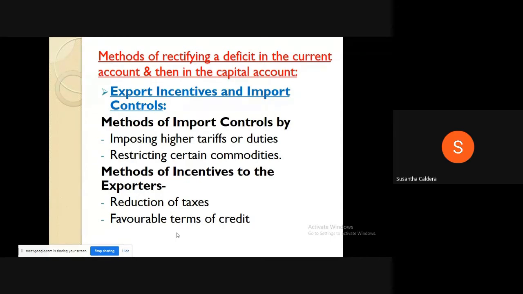Right? Then like that we can give export incentives. Now, till recently, the exporters have been allowed to keep their foreign earnings in foreign currency accounts.